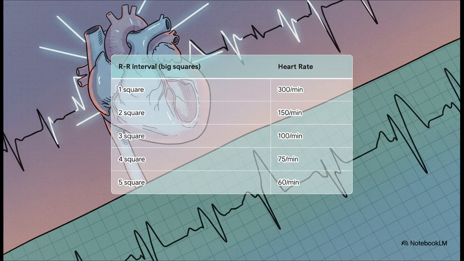If the R waves are one big square apart, boom, heart rate is 300. If they're two squares apart, it's 150. Three squares, 100, and so on. It is such a fantastic shortcut for estimating the rate at a glance.